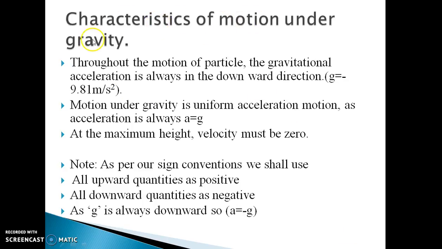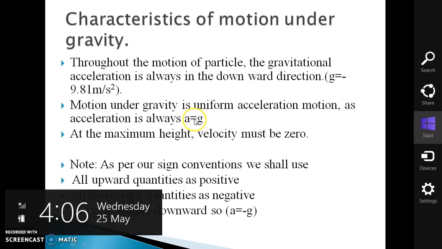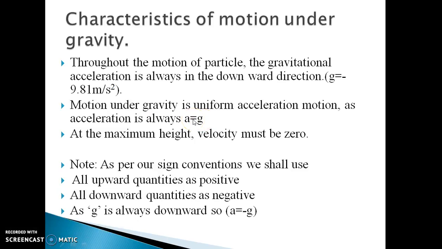Characteristics of motion under gravity. Throughout the motion of the particle, the gravitational acceleration is always in the downward direction. So, g is equal to minus 9.81 meter per second square. Motion under gravity is uniform acceleration motion, as acceleration is always a equal to g. At maximum height, velocity must be 0.